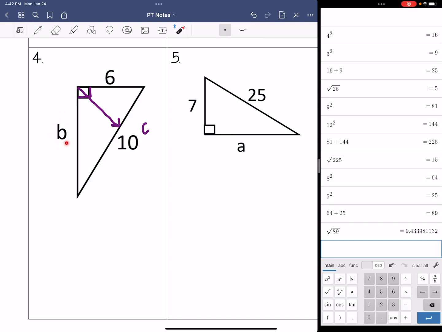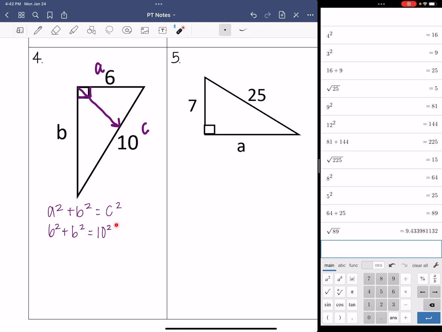They have given us B here, so we're going to go ahead and label the top of our triangle as A. So now let's go ahead and copy down our formula, which is A squared plus B squared equals C squared. So for A we have the number 6. So A is going to be 6 squared plus B squared equals the value I have for C, which is 10 squared.